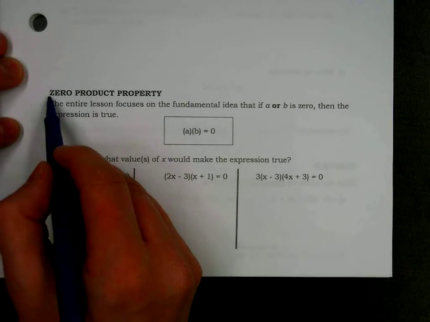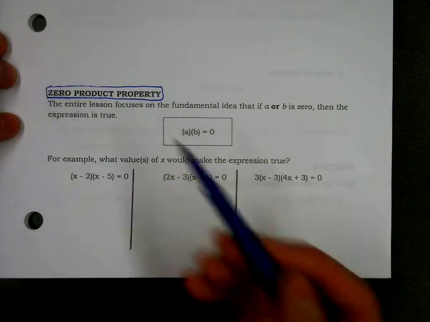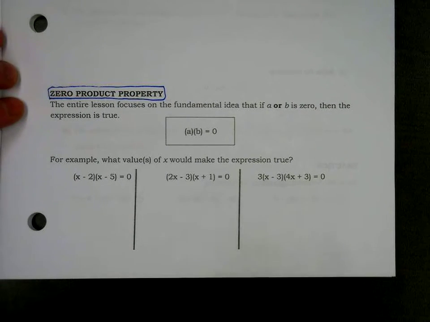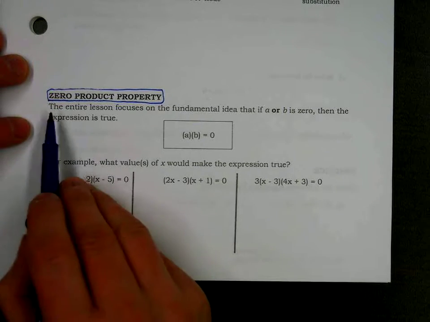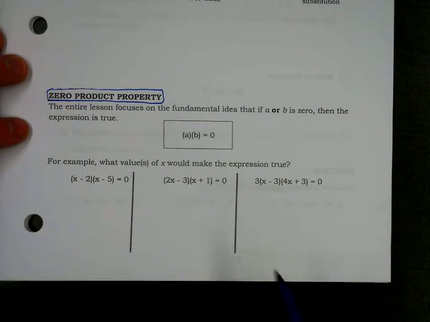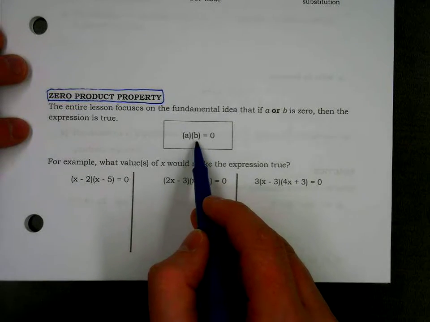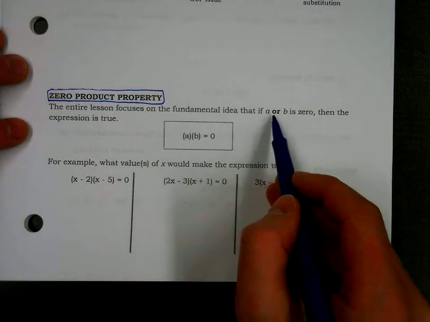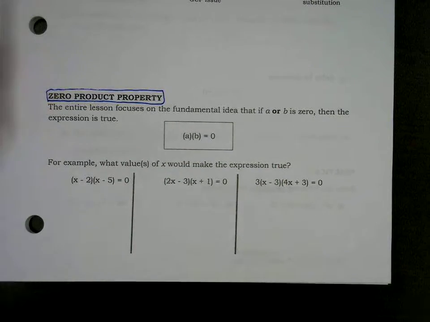To understand why we're doing this, we need to know there is something called the zero product property. You do not need to know that name, but it is going to allow us to actually do something with quadratic equations and factoring. The entire lesson for 4.2 is going to focus on the fundamental idea that if you have a product, let's just say A times B, that equals 0, then if A or B was 0, not even both, if one of them was 0, then the whole thing is 0.